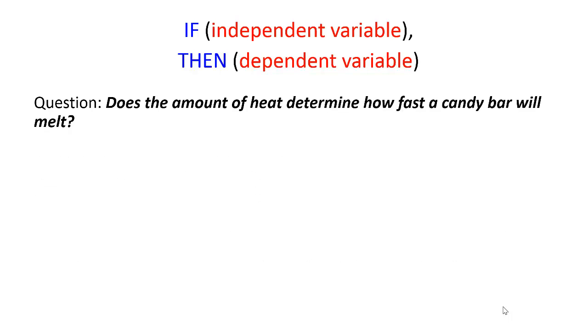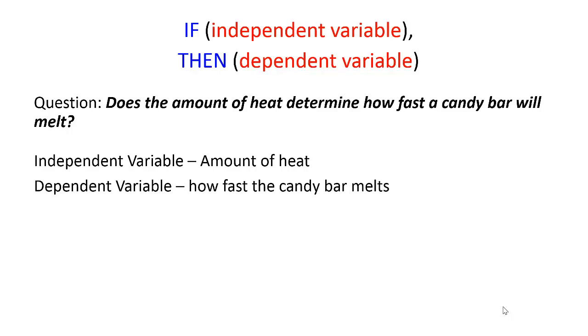Let's try another one. Our question: does the amount of heat determine how fast a candy bar will melt? Our independent variable is amount of heat. Dependent variable is how fast the candy bar melts. Before we take a look at our hypothesis, I want you at your tables to come up with a hypothesis with your group. Go.